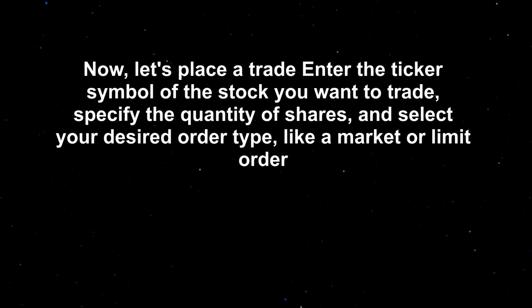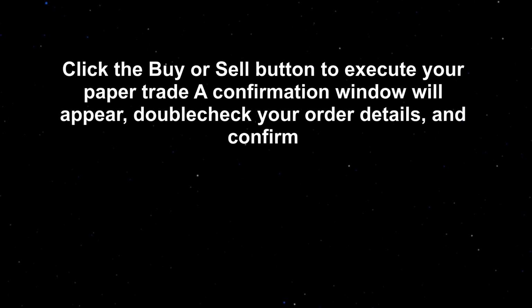Now, let's place a trade. Enter the ticker symbol of the stock you want to trade. Specify the quantity of shares, and select your desired order type, like a market or limit order. Click the Buy or Sell button to execute your paper trade. A confirmation window will appear. Double-check your order details and confirm.